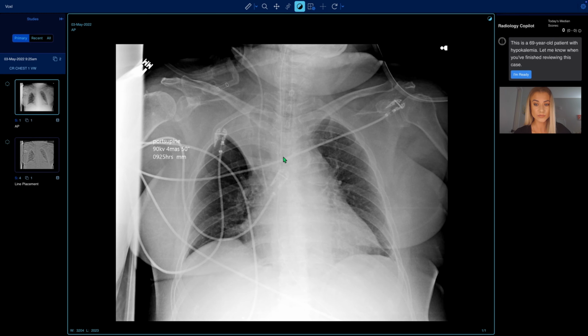Next, for inspiration, there should be about 8 lucencies in between the ribs. In this study, we can see that there are about 7. So there is an adequate inspiration with some low lung volumes bilaterally. For projection, it's an AP study, so the cardiomediastinal silhouette will appear a little bit larger relative to a PA study, as in this case.